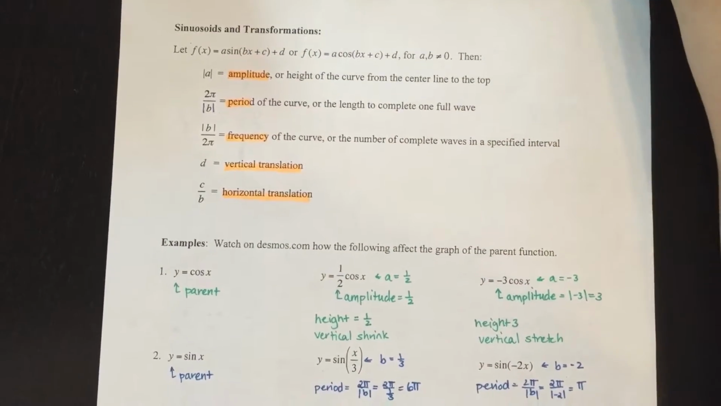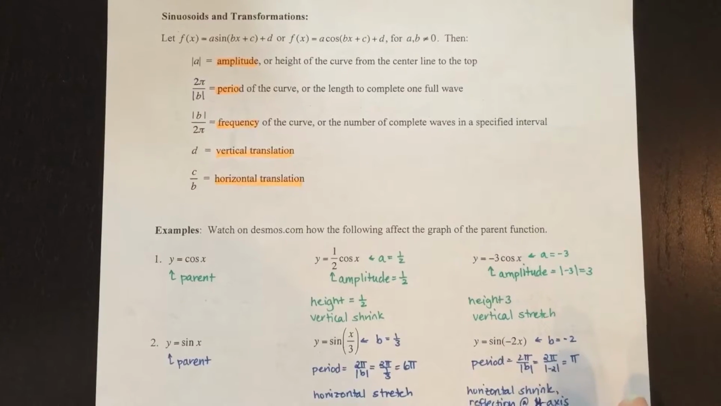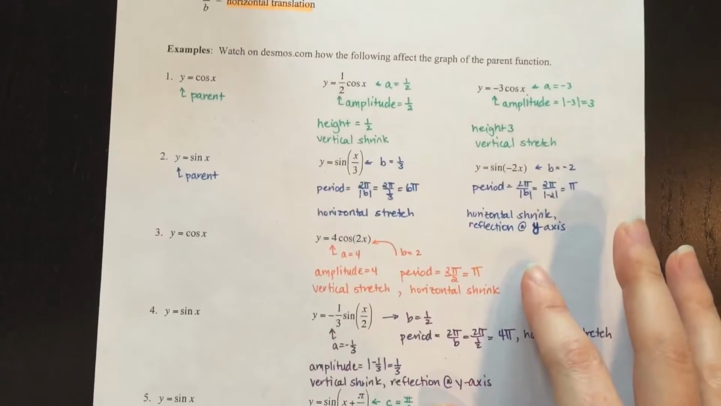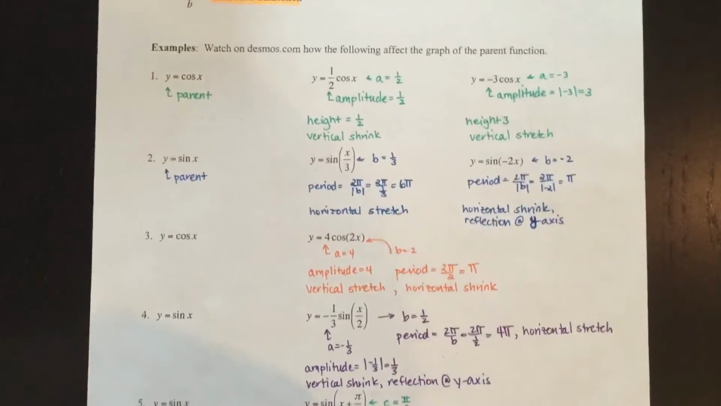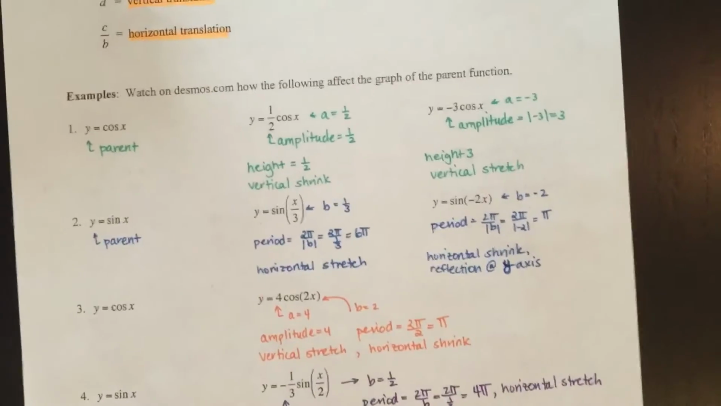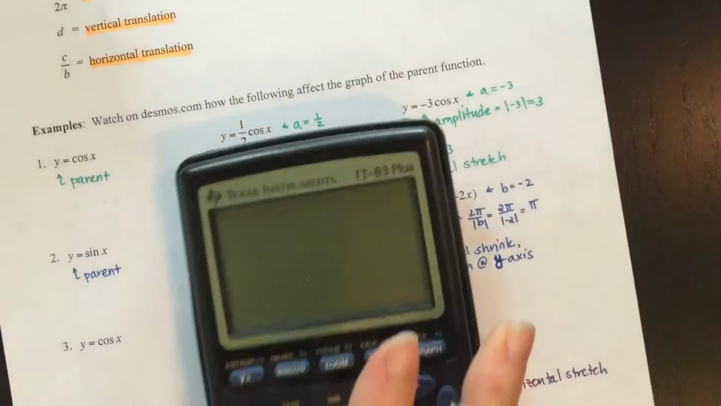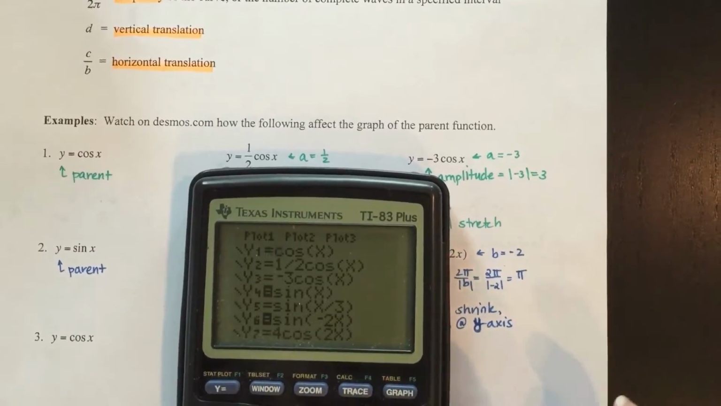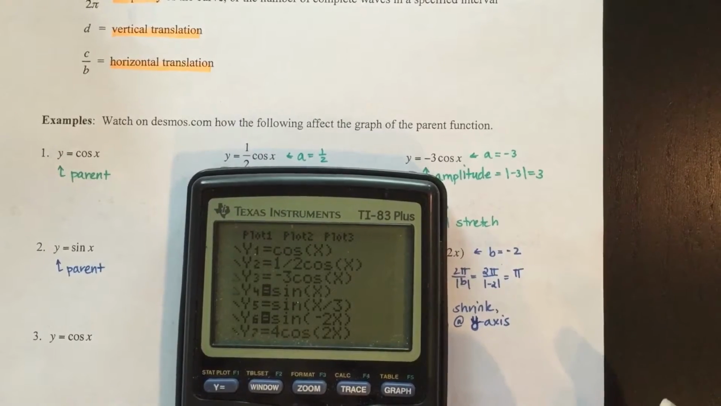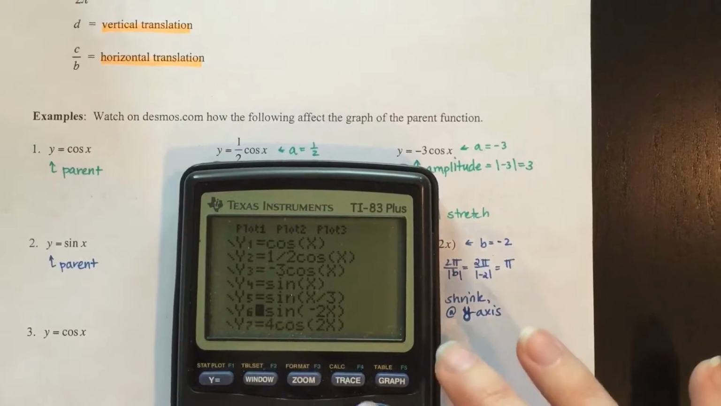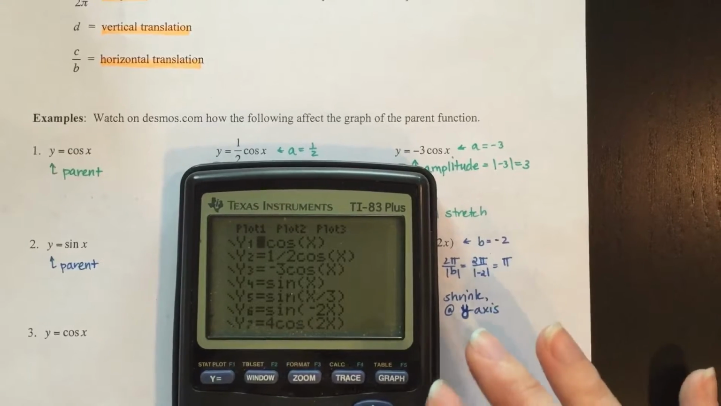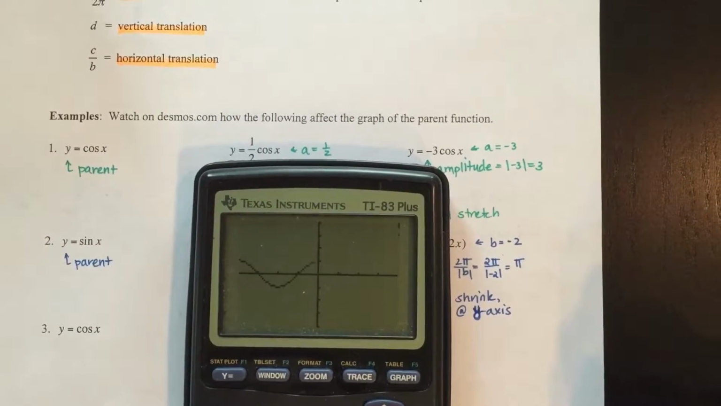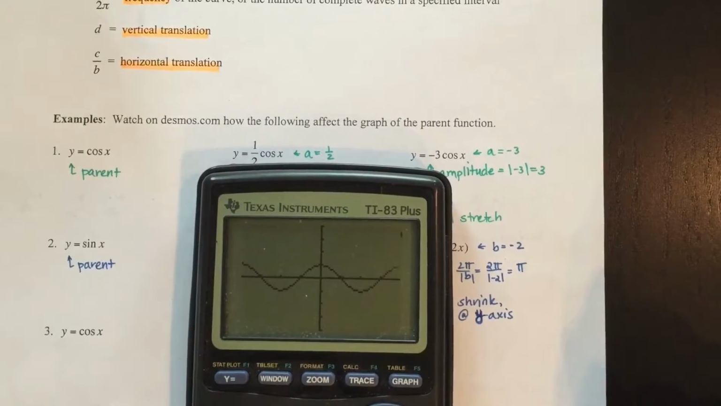So I had wanted to show you guys these graphs in Desmos, but I'll go ahead and use my graphing calculator the best way I can to show you what happens when we do some transformations to these functions. So to start, I'm going to take a look at the parent cosine in my graphing calculator. Sorry, let me clear some of these out. And let's just look at cosine. So there's our cosine, our parent function.